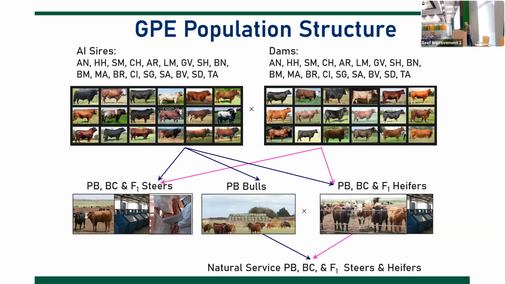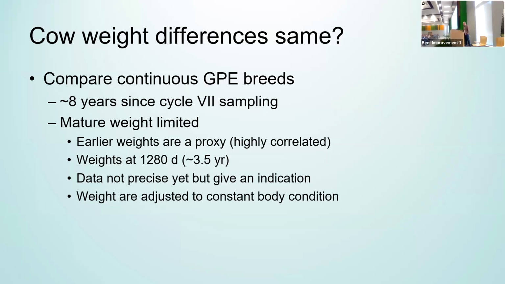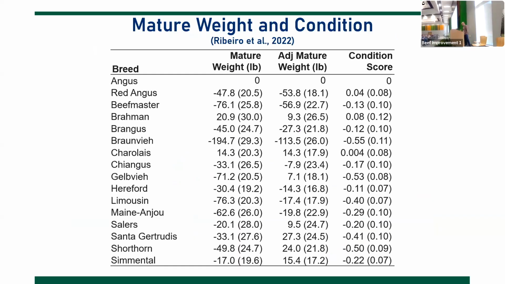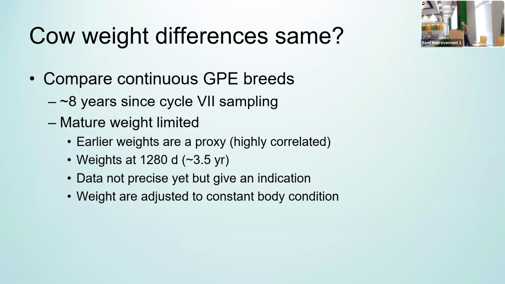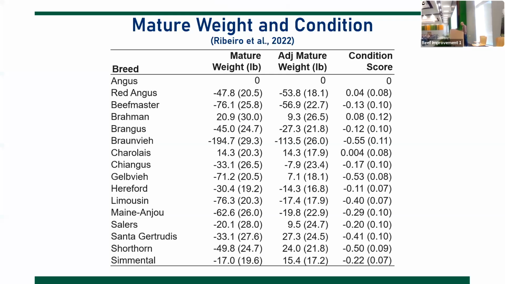Okay. So to get on to growth a little bit, we want to compare those continuous breeds, and look at mature weight and see what we got for the properties of that. That slide is a little bit dated. This is a more recent result that looks at 15 years of that continuous program with 18 breeds right now. And what are the mature weight differences we see between those breeds?